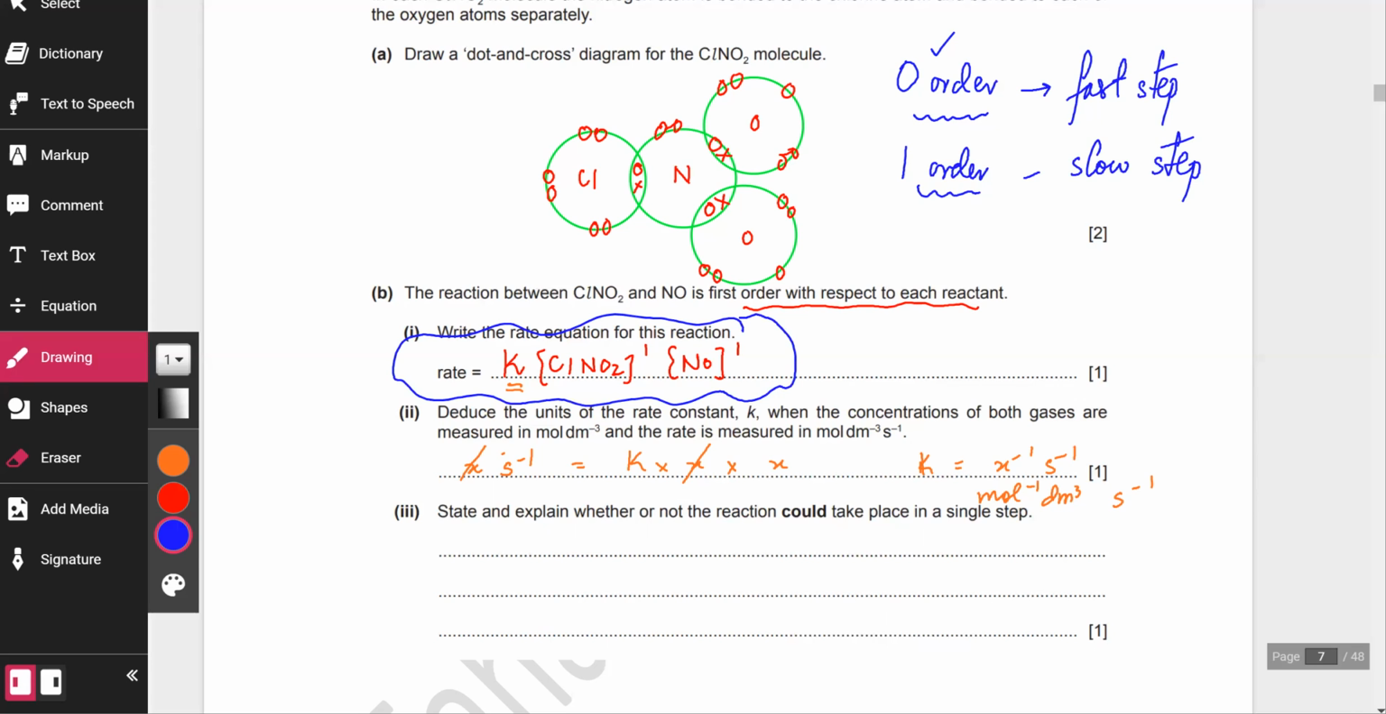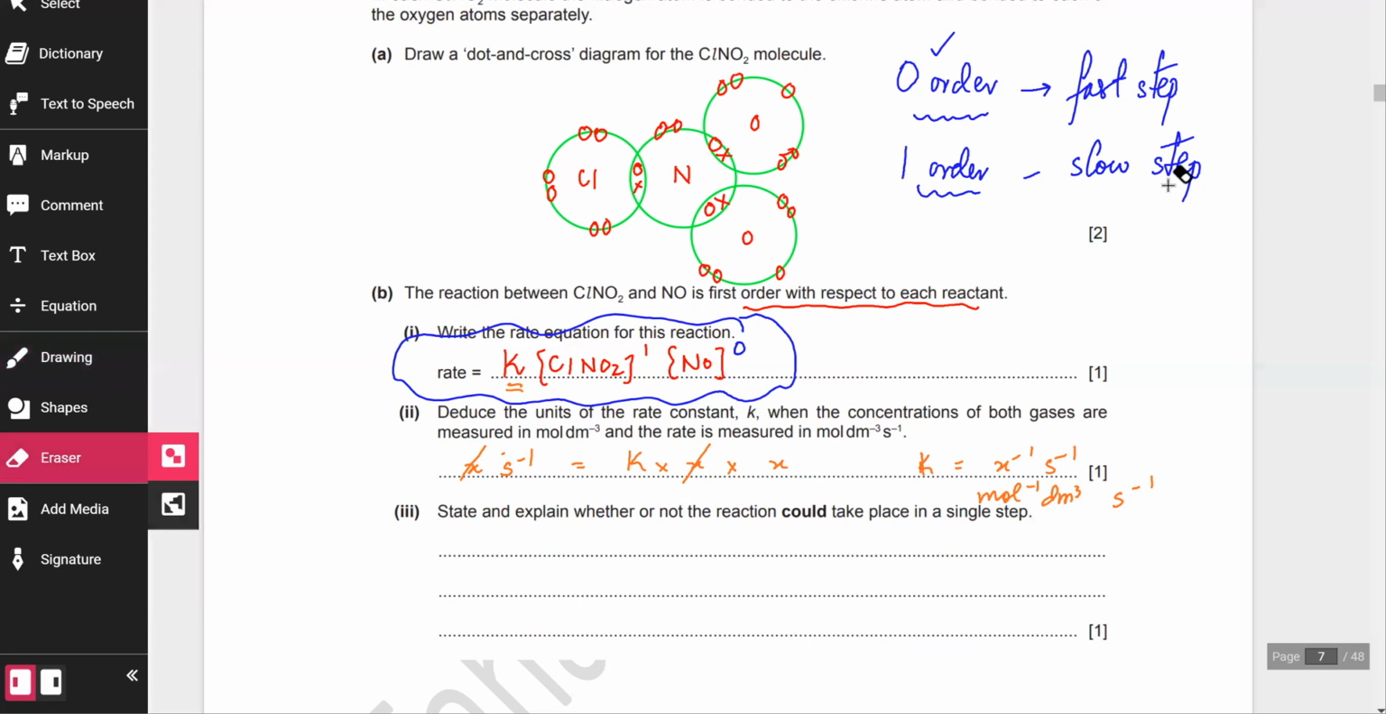Now, if you look at this equation over here, listen very, very carefully. If one of them had been zero order, let's say I remove NO and replace it with 0. If NO's concentration was zero order, which means the rate wasn't dependent on it, then that would have been in the fast step and this would have been in the slow step. So there would have been two different steps, a fast step and a slow step. That means at least two steps are in the reaction. Do you get the point? Sarah, Akib, do you get the point? Yes, sir.